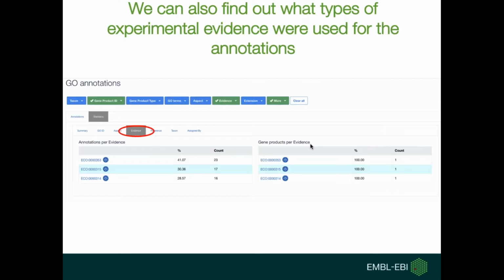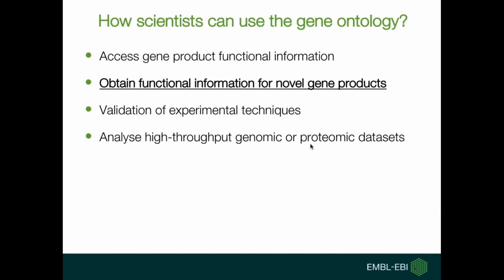So this is just one area that you can actually take a quick look at if you didn't use any filters, to see what the breakdown is and which database gave you the most, or which GO ID is used the most in the ones you filtered, or which reference provided the most annotations. So that's one way that we can use QuickGO. Now let's take a look at our second case study, which is to obtain functional information for novel gene products.